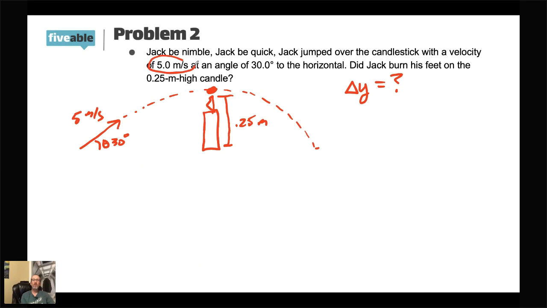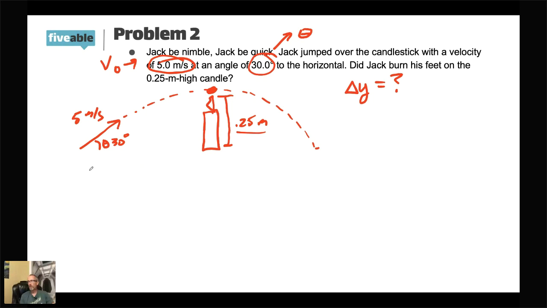We do know the original velocity, and that is equal to 5 meters per second. We know our angle theta is 30 degrees, and we know that our delta y, or how high we need to go, is 0.25 meters. So we're going to solve for delta y. We're going to find out if we are bigger or smaller than that. Notice I didn't circle this. This is just something that we need to know after we're done. So those, I typically have my students not underline or circle, either one.